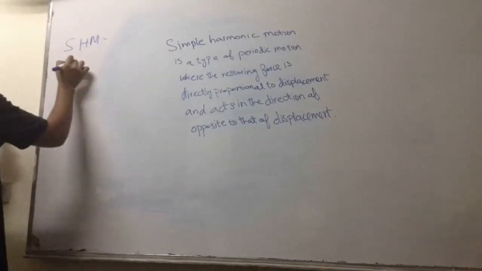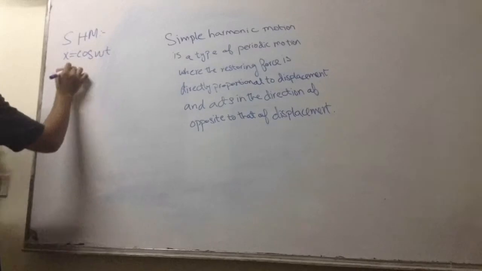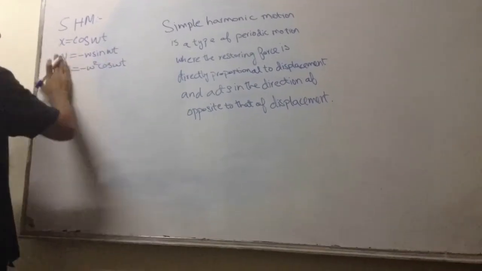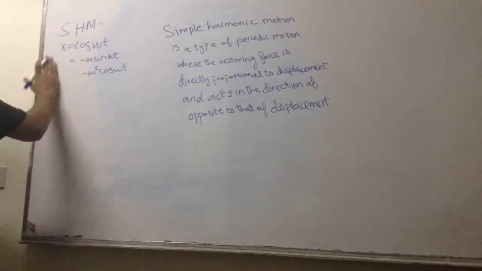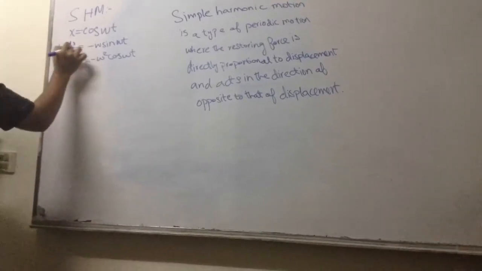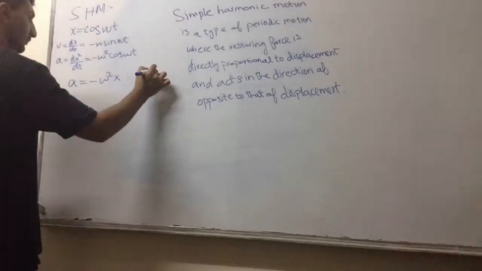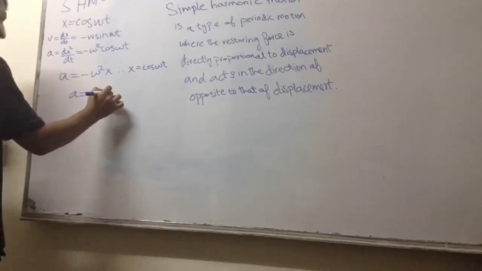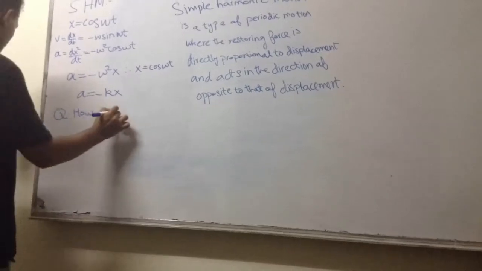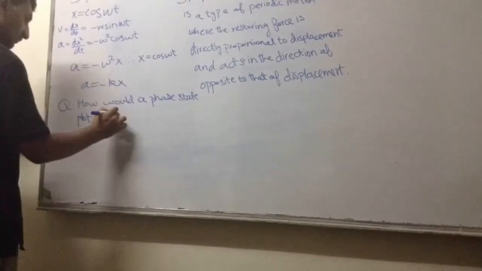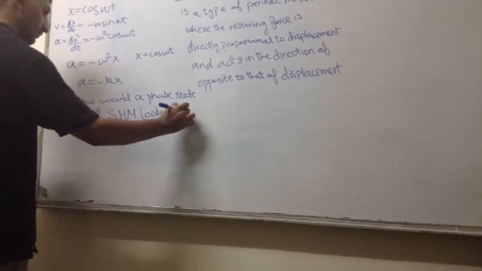So in simple harmonic motion, x is the distance, which is equal to cos omega t. v is the velocity, which is the differentiation of x, and then acceleration is the differentiation of velocity, which will give us the final value minus omega square cos omega t.